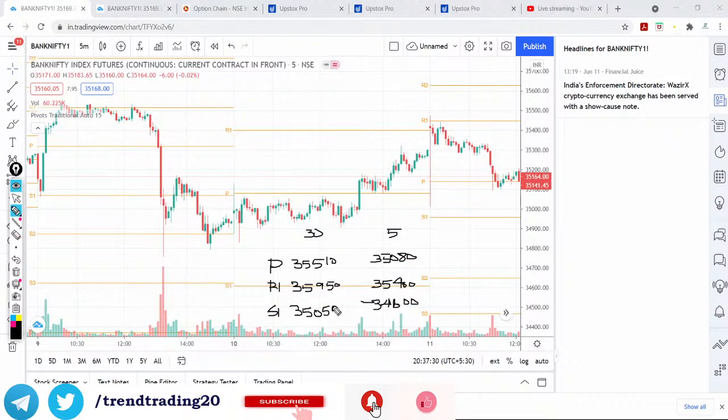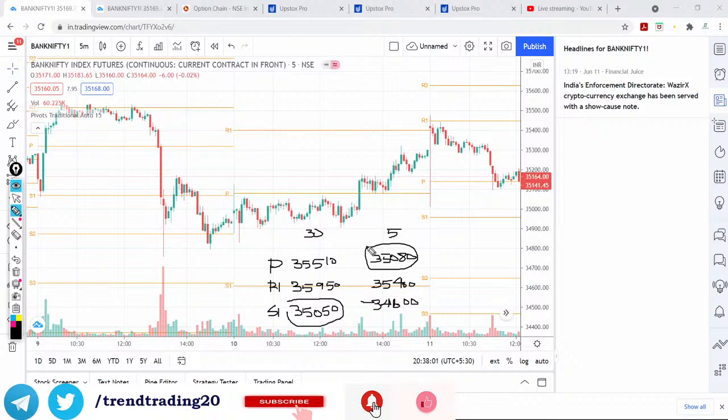35,050. Now what we need to check? Closest value. What is the closest value which we are getting? We need to check those levels as close as possible, so that it will give us a clue here. Now very important, what we are getting here is 35,050 and 35,080. This is the closest number one.